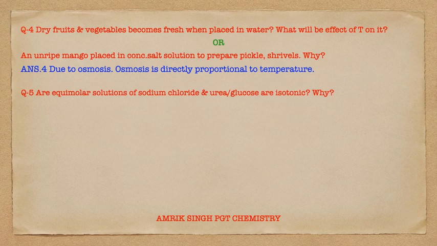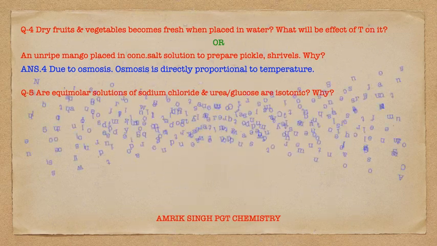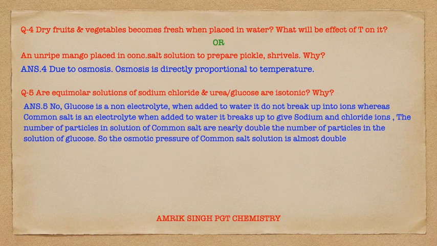Now, are equimolar solutions of sodium chloride and urea isotonic? Why? Answer: no. Glucose is a non-electrolyte. When added to water, it does not break up into ions, whereas common salt is an electrolyte. When added to water, it breaks up to give sodium and chloride ions. The number of particles in the solution of common salt is nearly double the number of particles in the solution of glucose. So the osmotic pressure of common salt solution is almost double.